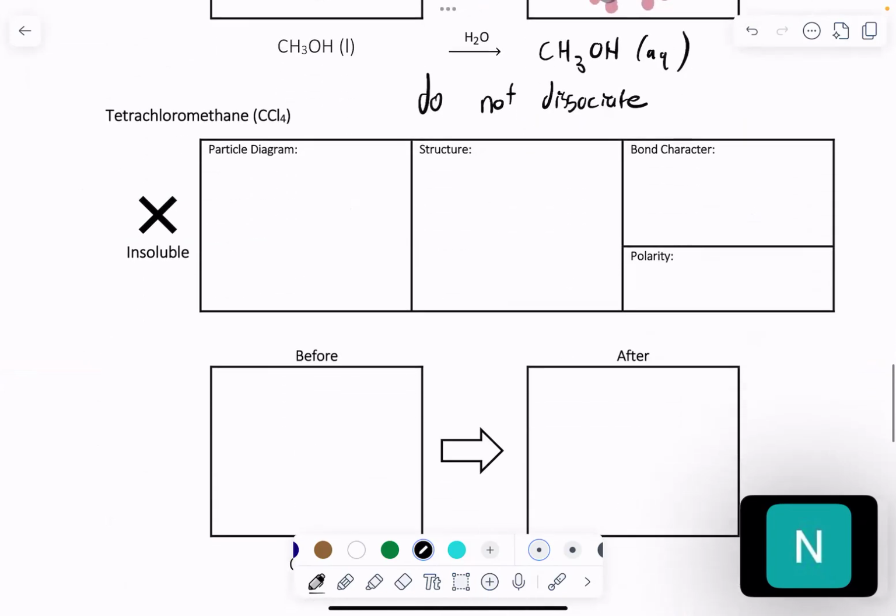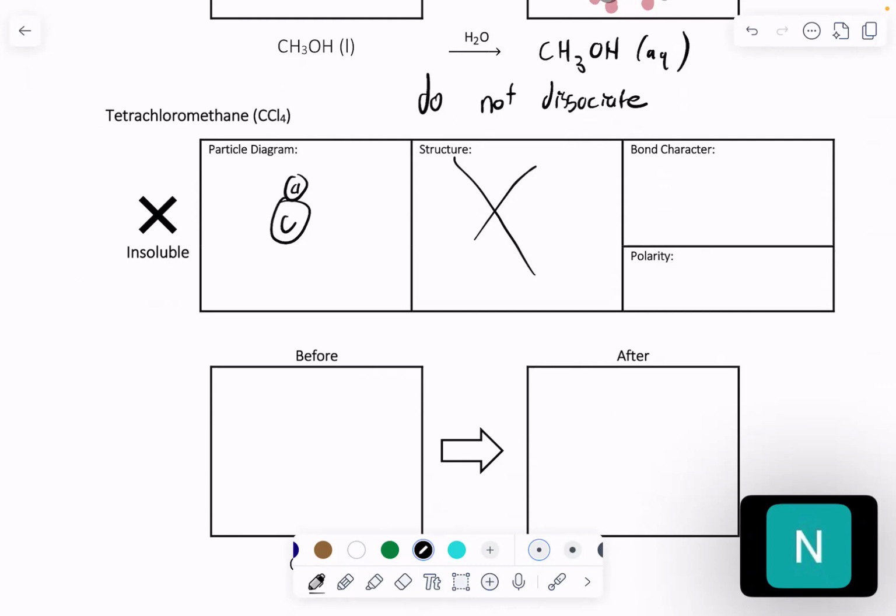All right, if you have not tried tetrachloromethane, go ahead and pause the video again. Take like 4 minutes to try this. I don't super care about the Lewis structure part. I'm okay with us just drawing particle diagrams, but pause and then come back. Welcome back. Here we go.